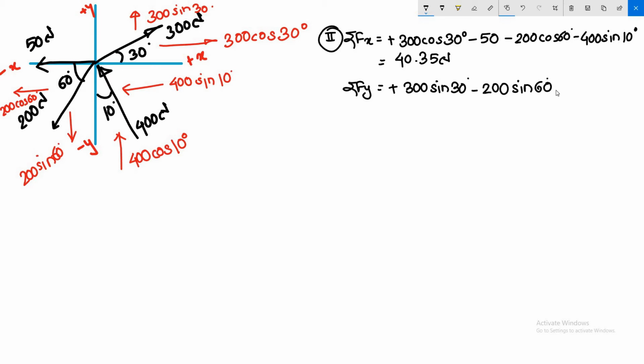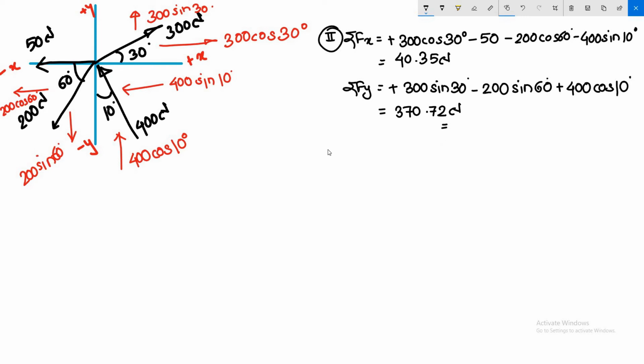Okay, and in the fourth quadrant we have this 400 cos 10 degree. Since it is in the upward direction, we will take it as 400 cos 10 degree. If you calculate it just like you did for Fx, you will get the answer as 370.72 Newton. Here we are maintaining two digits after the decimal point.